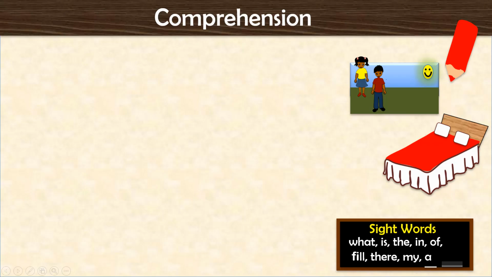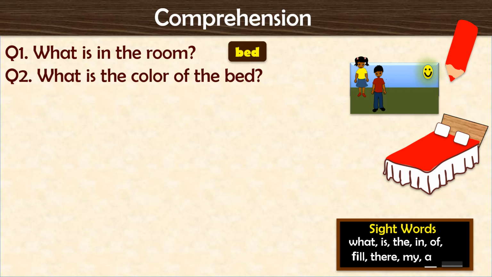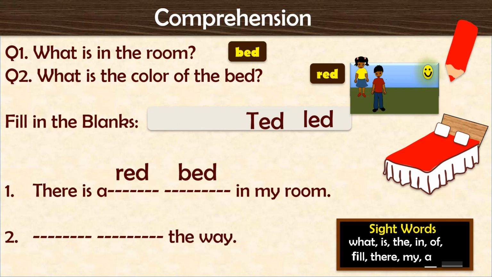Questions. Comprehension. What is in the room? Bed. What is the color of the bed? Red. Fill in the blanks. There is a red bed in my room. Ted led the way.